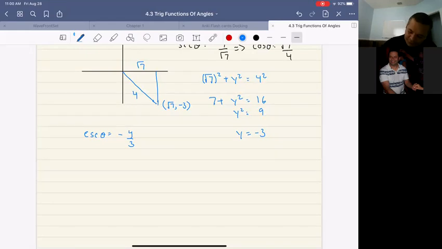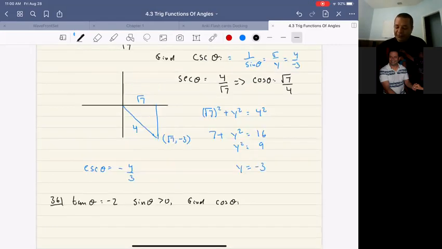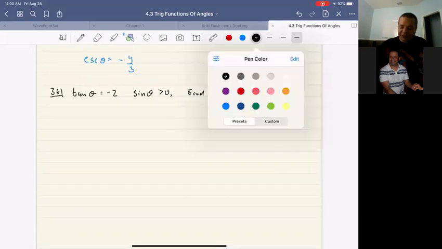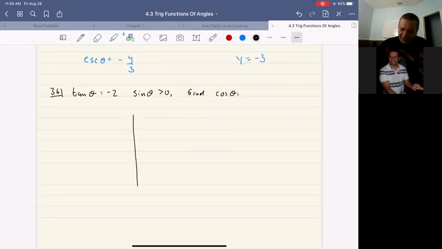36. 36 tells us tangent of theta equals -2, and sine of theta is bigger than 0. Find cosine of theta. So we're going to put all our skills together for this one. Let me start by drawing a picture. Well, not ready to draw the picture just yet, but I am ready to draw the axes.